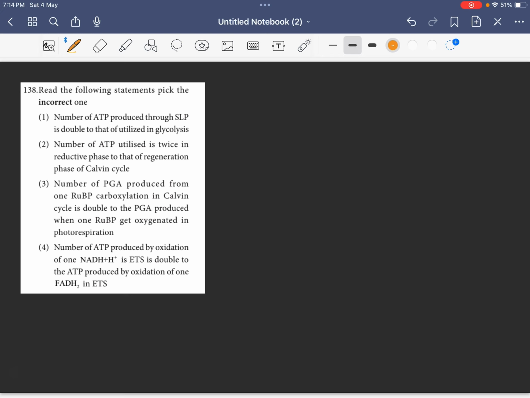Read the following statements and pick the incorrect one. Number of ATP produced through substrate level phosphorylation is double that utilized in glycolysis. Yes, 4 ATP is released, so it's correct only. Number of ATP utilized is twice in the reduction phase that of the regeneration phase of the Calvin cycle. True. Number of PGA produced from the RuBP carboxylation in the Calvin cycle is double. True, correct only. Number of ATP produced in oxidation of 1 NADPH in electron transportation is double. Wrong. So your answer here, the incorrect statement, is the 4th one.